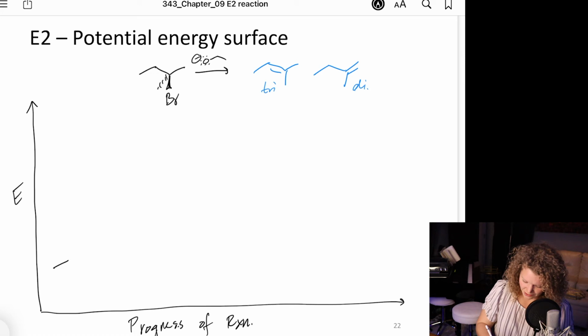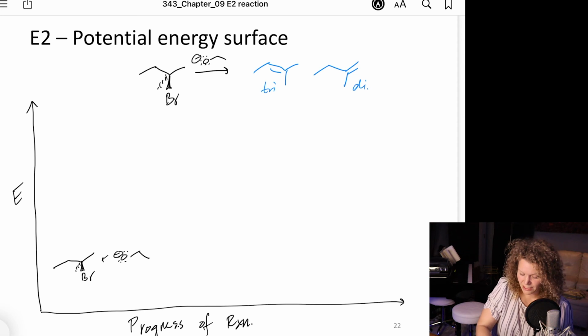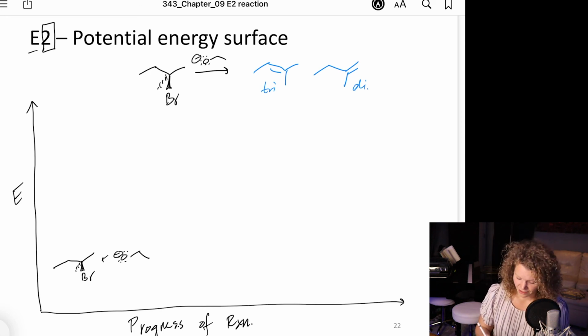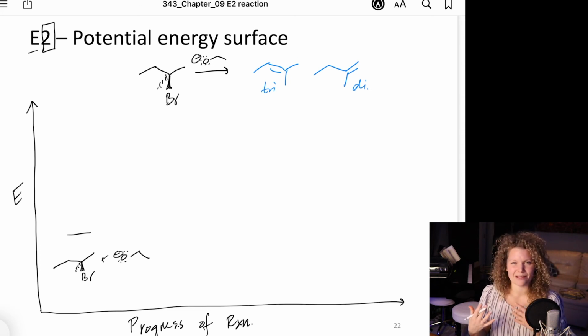Now, our starting material is going to be here on the left. This includes our ethoxide. Remember that the reaction is an E2 reaction, bimolecular. Both the starting alkyl group with the leaving group and our base are going to be in the rate of this reaction. We can also kind of guess that based on the mechanism, which is concerted.